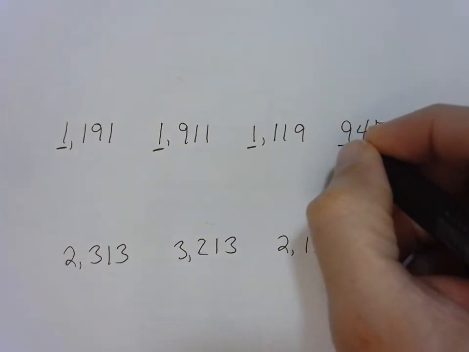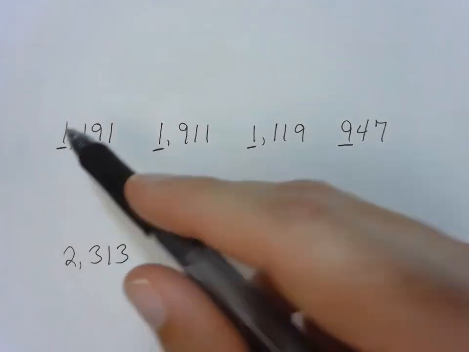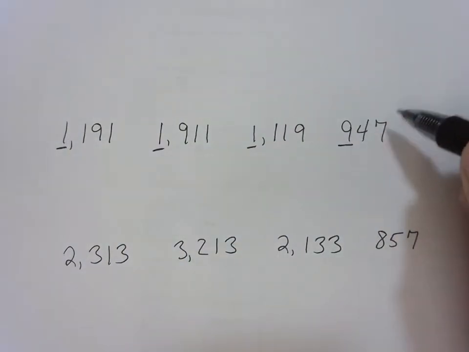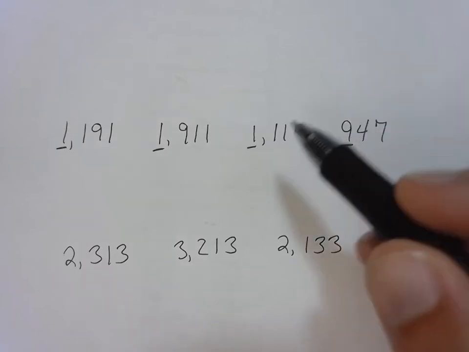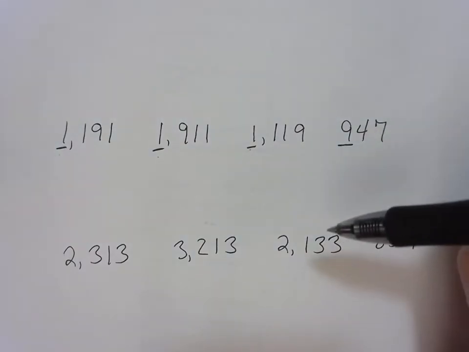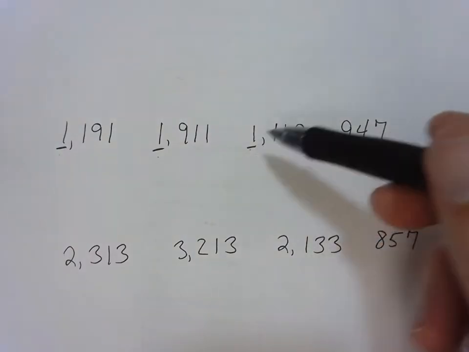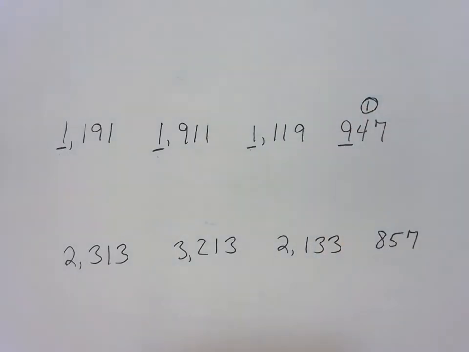And I have a 9 in the hundreds place. Now these numbers are all bigger than 947. Even though 9's a larger digit, it's only in the hundreds place, so that 9's only worth 900, whereas these ones, even though they're smaller digits, they're in a larger place, so those ones are worth 1,000. So this 947 is my smallest number, so that's going to be the first one that I write because I'm going from least to greatest.